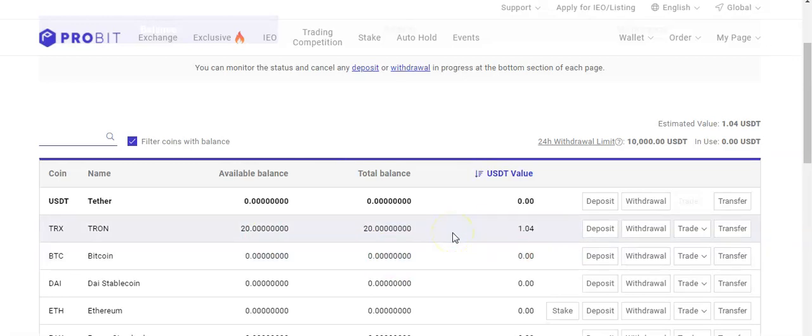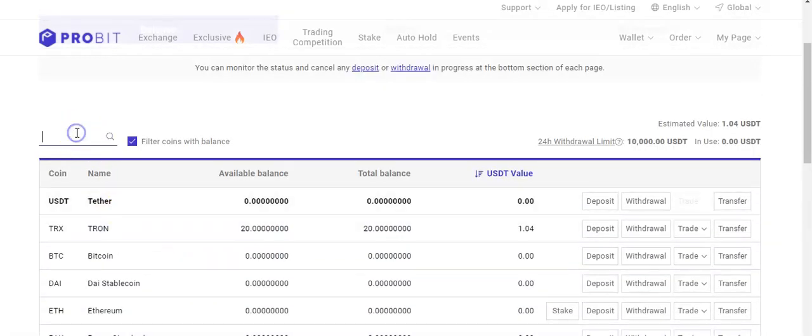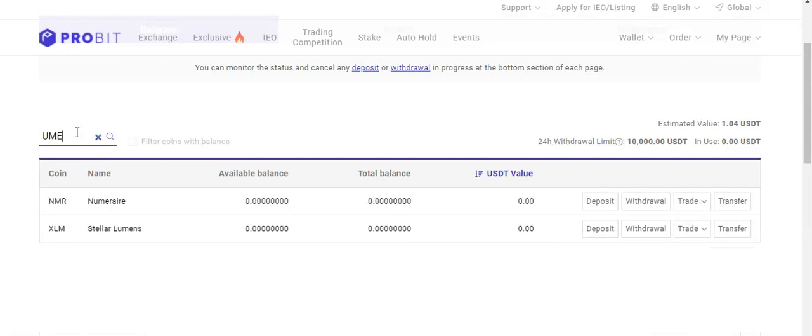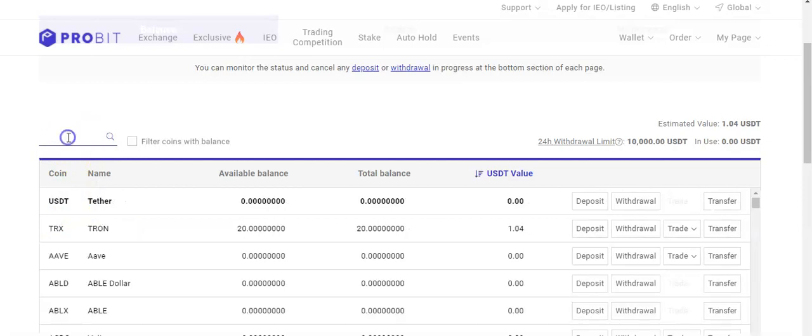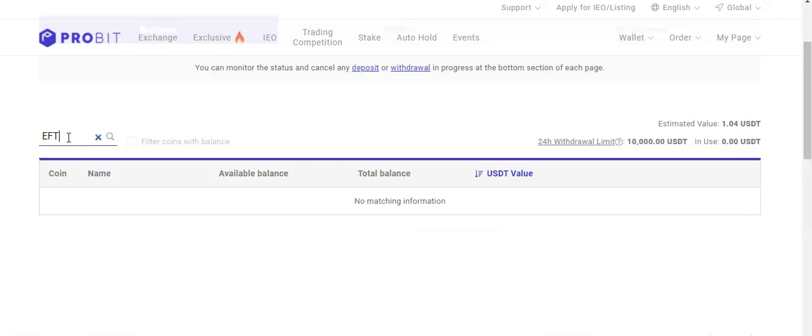And as soon as the deposit opens up to deposit UME and EFT, then they will also be in the list. If you don't see them here, then simply just search for them. For example, like this, UME, of course, it's not there yet, so it won't show up, right? And if I want to deposit EFT, then I will click on EFT. I will enter EFT, and then it will show up.